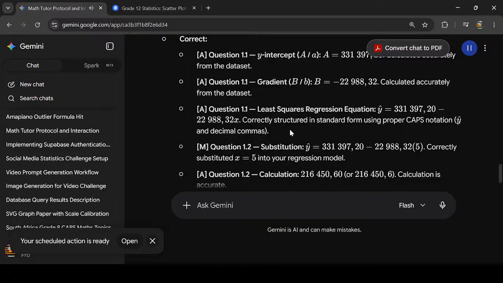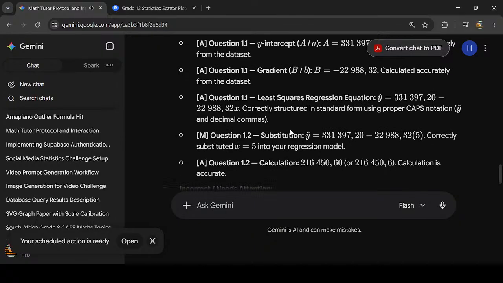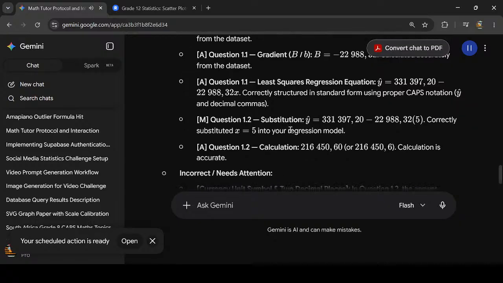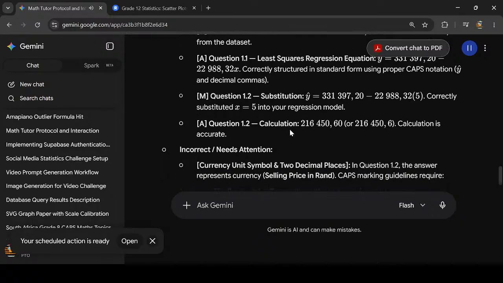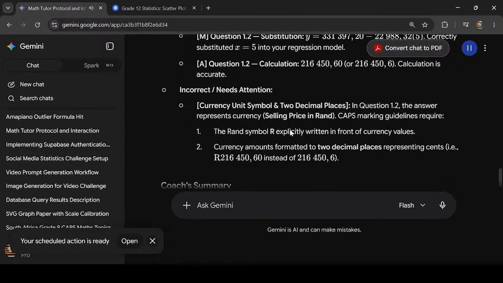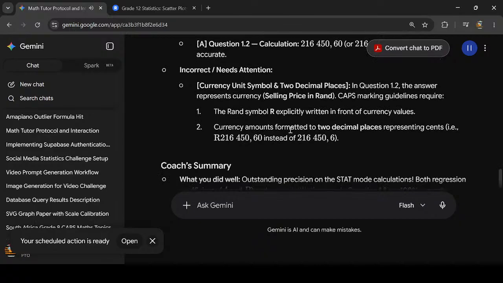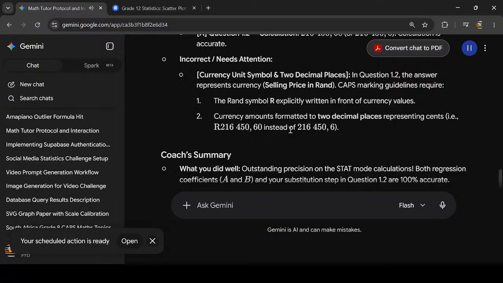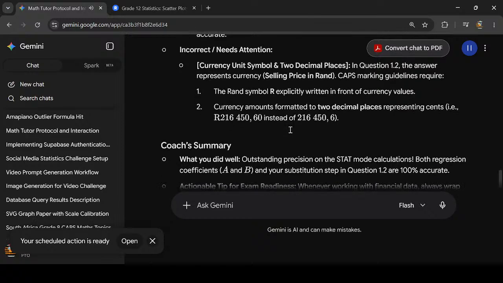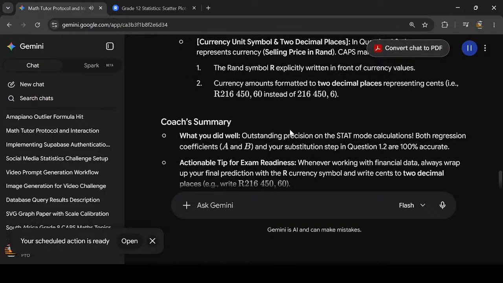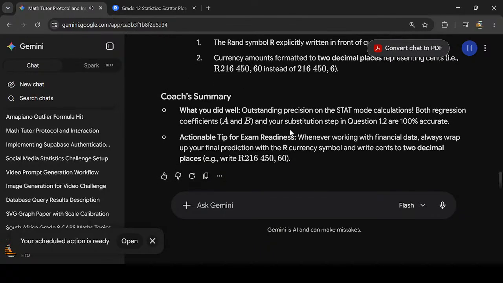M. Question 1.2, substitution. Hat y equals 331,397.20 minus 22,988.32 times 5, correctly substituting x equals 5 into your regression model. A. Question 1.2, calculation. 216,450.60, or 216,450.6. Calculation is accurate. Incorrect, needs attention: currency unit symbol in 2 decimal places. In question 1.2, the answer represents currency, selling price in rand. CAPS marking guidelines require the rand symbol R explicitly written in front of currency values, formatted to 2 decimal places representing cents, i.e., R216,450.60 instead of 216,450.6.